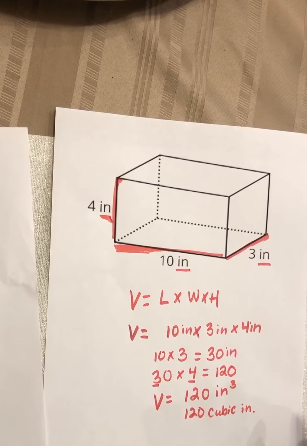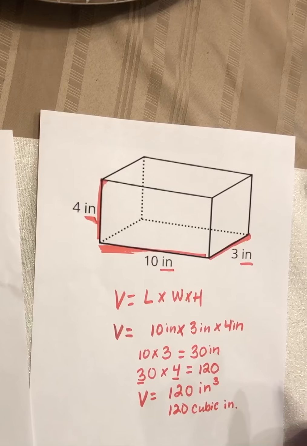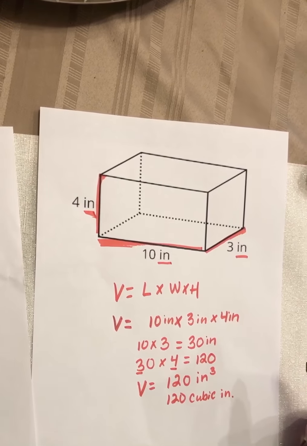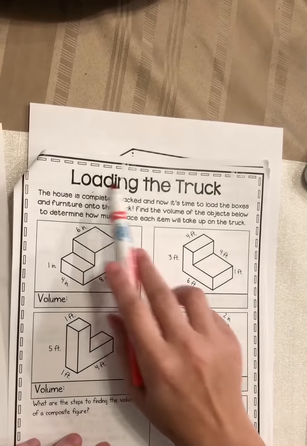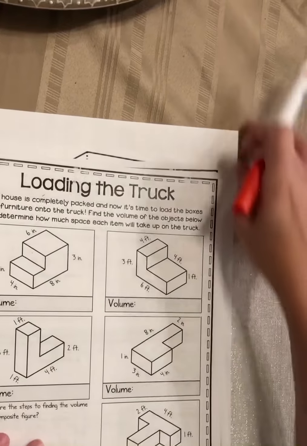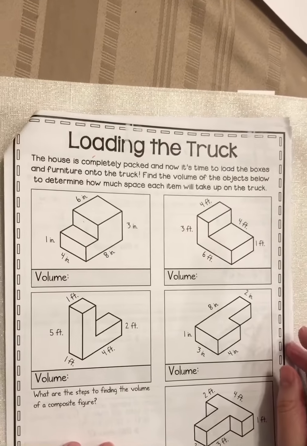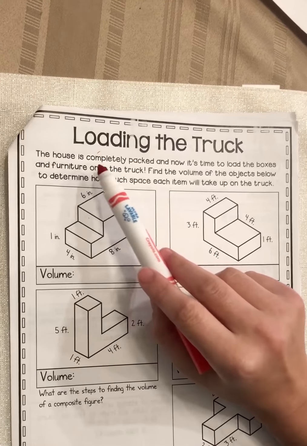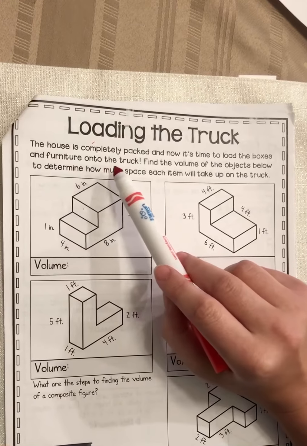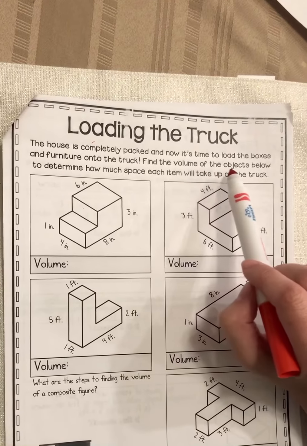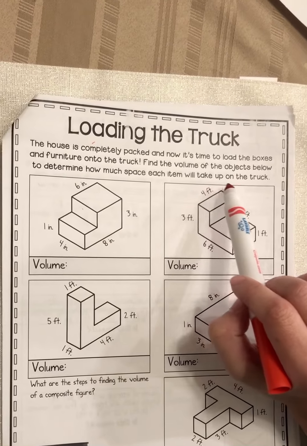Now that we practiced with a rectangular prism, let's practice our additive volume problems in our moving day packet. So take out our moving day packet and turn to the page labeled Loading the Truck. It says, the house is completely packed and now it's time to load the boxes and furniture onto the truck. Find the volume of the objects below to determine how much space each item will take up on the truck.